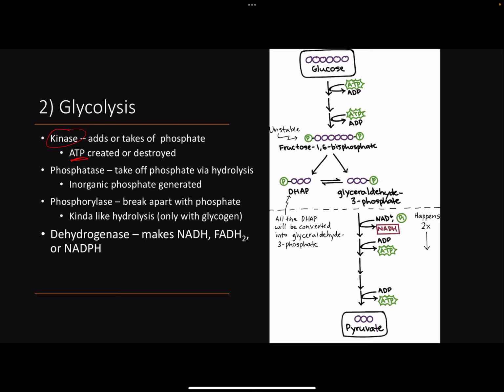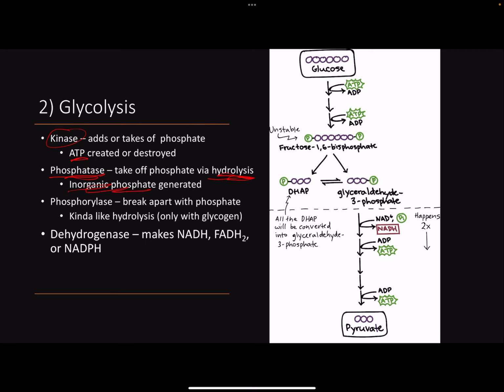They're going to be adding or taking off a phosphate from a protein or a molecule. A phosphatase specifically is going to take off a phosphate, but it does it via hydrolysis, right? It doesn't transfer it to an ADP. You're going to use water to break off this phosphate. So you generate an inorganic phosphate.